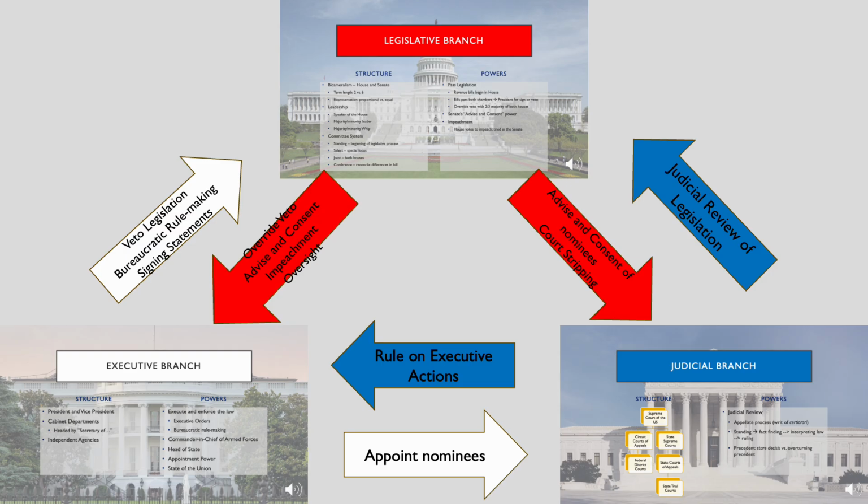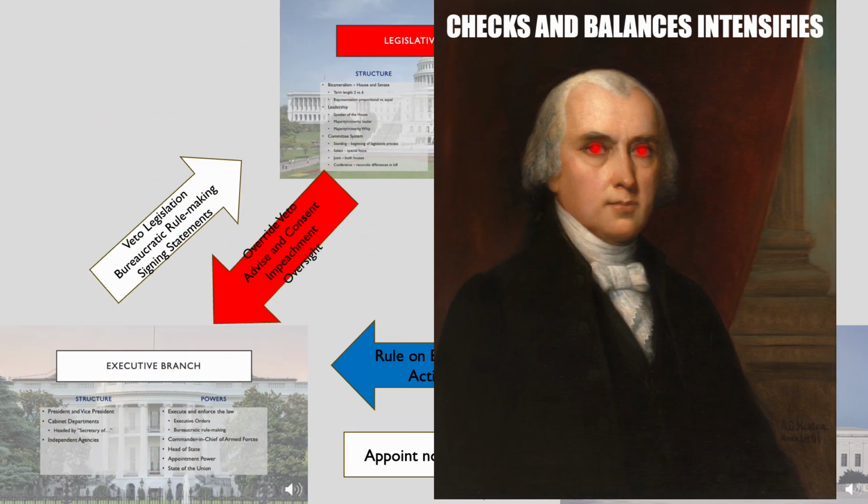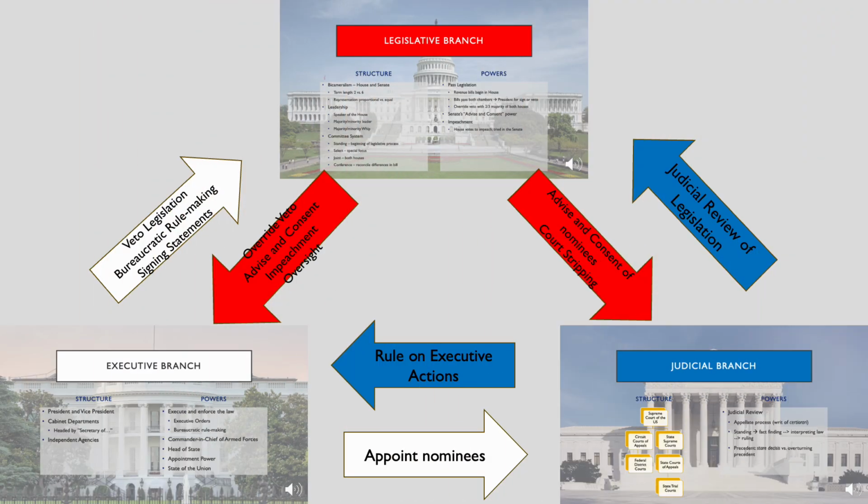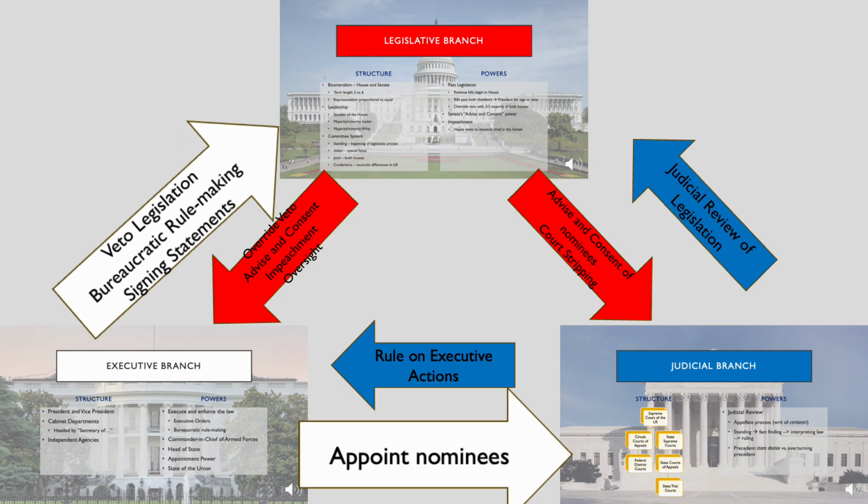So now let's think about how these different branches relate to each other, right? The red are actions that the legislative can do, the blue are the judicial, and the white are the executive branch. And this is really going back to James Madison and Federalist 51. So, what can the executive do to check the legislature? Well, they can veto legislation, though that is subject to a veto override. Through bureaucratic rulemaking, executive orders, and signing statements, they can also try to temper the ways that the laws passed by Congress get implemented and enforced.